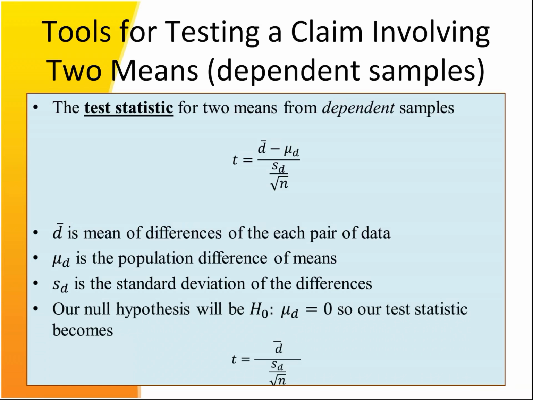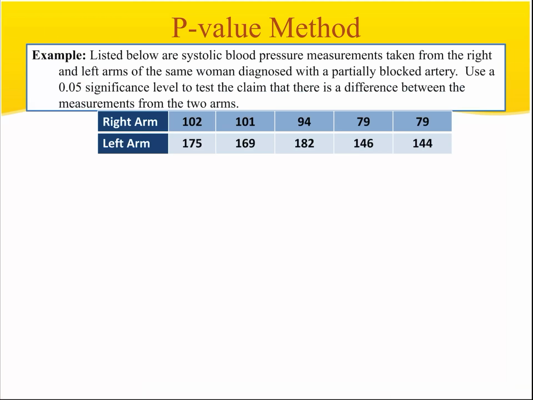Our null hypothesis will always be that the mean difference will be equal to 0. In other words, there is no difference. So that changes our test statistic a little bit. It simplifies it to simply T equals D bar, or the mean of differences of each pair of data, divided by the standard deviation of the differences over the square root of n, the number in the sample.